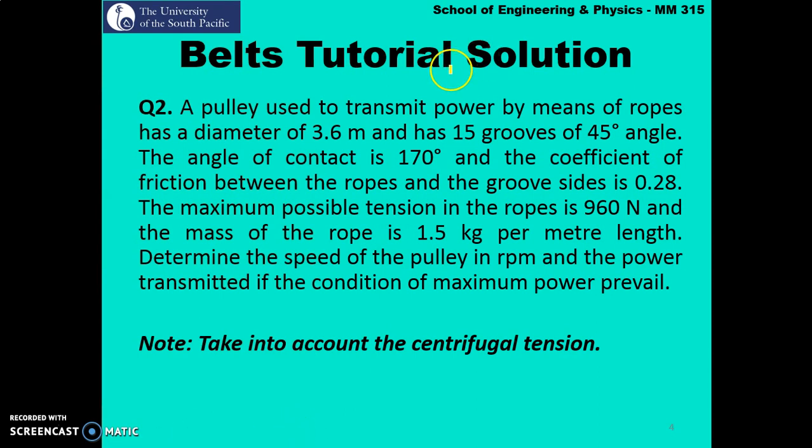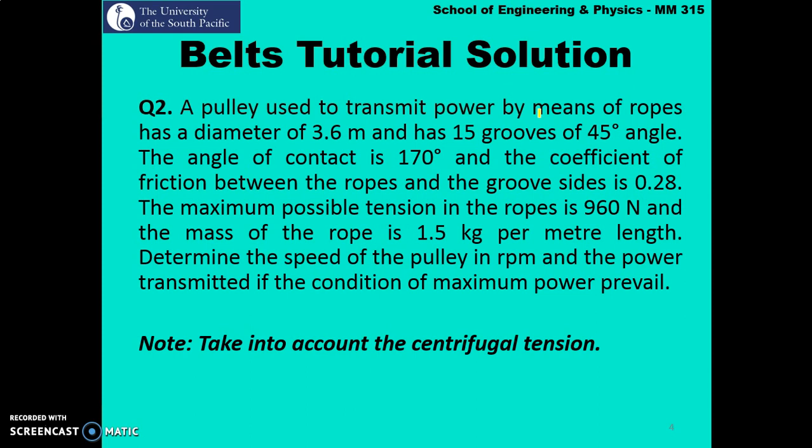So moving on to question 2. In question 2, it says the pulley is used to transmit power by means of ropes, and the pulley has a diameter of 3.6 meters. In total, there are 15 grooves on the pulley, and the groove angle on the pulley is 45 degrees. The angle of contact is given as 170 degrees. Coefficient of friction between the pulley and the rope is given as 0.28. The maximum possible tension in the rope is 960 Newton. The mass of the rope is given as 1.5 kg per meter length.